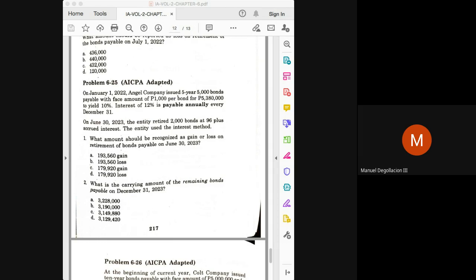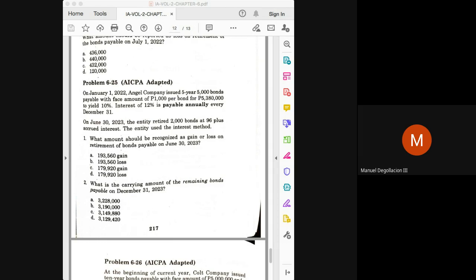That is 190,800 minus 40,920. And since we already have our updated premium, all we have to do is to add that with our face value of 3 million. Okay, so 3 million plus the unamortized premium of 149,880, the carrying amount would be 3,149,880.